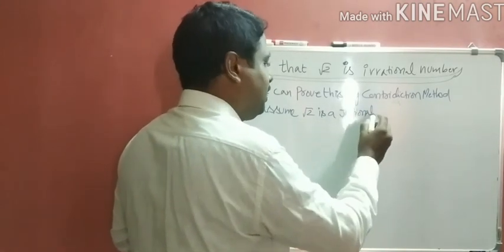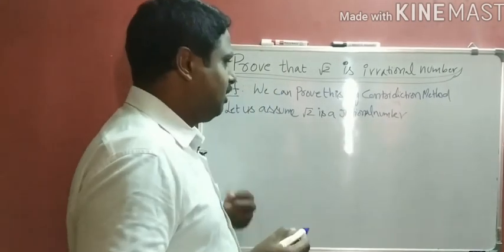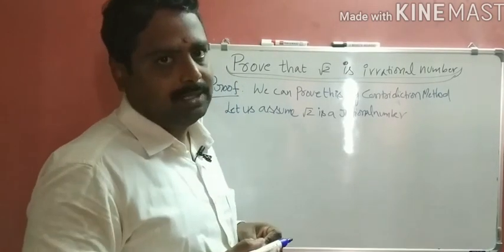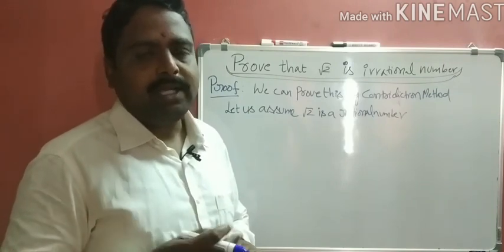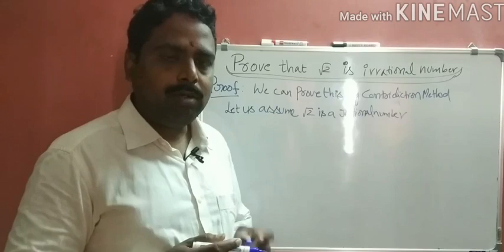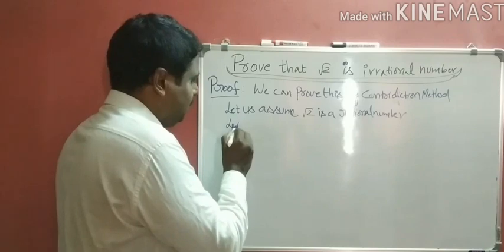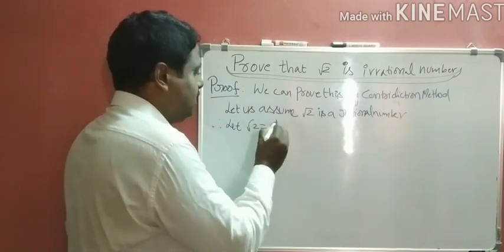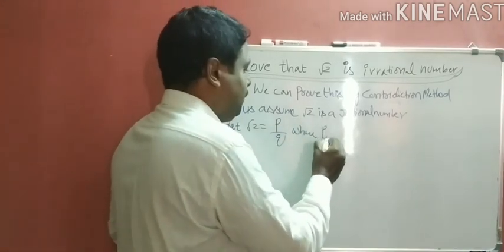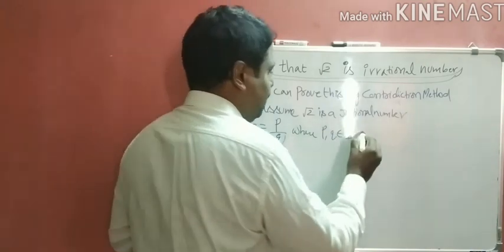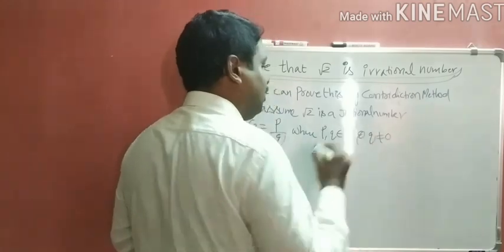Actually root 2 is an irrational number, that is correct, we have to prove that. But before proving it, we assume that root 2 is a rational number. So we know the properties of a rational number. What is the property of a rational number? x is equal to p by q, where p and q are integers and q is not equal to 0. Therefore let root 2 be equal to p by q, where p, q belong to integers and q is not equal to 0.